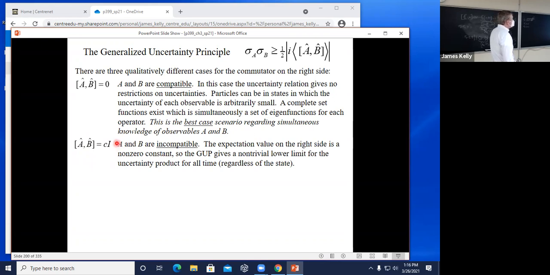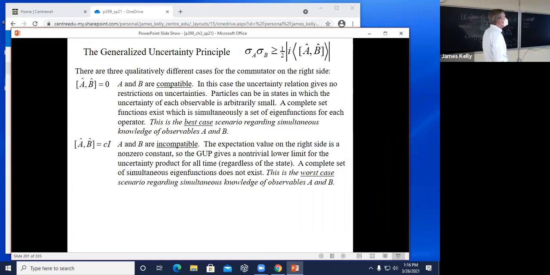In this case, we found out when we looked at the position-momentum uncertainty principle that it doesn't matter what state we're in. Regardless of the state, there's some lower bound that's given by this generalized uncertainty principle. In other words, this side doesn't depend on what state the particle is in. And so that's kind of the worst case in terms of simultaneous knowledge of, say, position and momentum. The more you know about position, the less you know about momentum. And that's true regardless of the state that we're talking about. We can make a generalized statement.